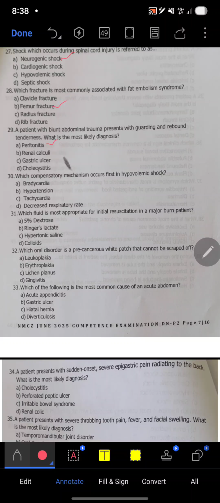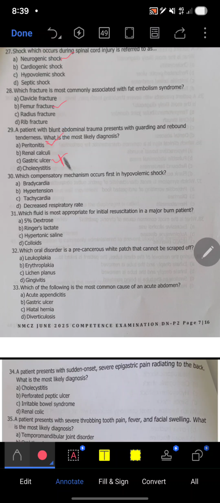When we go to 29, so 29 says, a patient with blunt abdominal trauma presents with guarding and rebound tenderness. What is the most likely diagnosis? The correct answer, of course, is C, which is gastric ulcer. Okay, rather 29, the answer is A and not C, which is gastric ulcer. Based on this scenario, the correct answer is A, which is peritonitis.